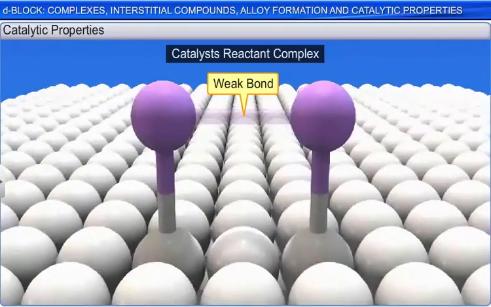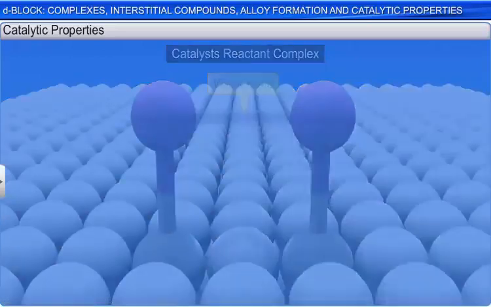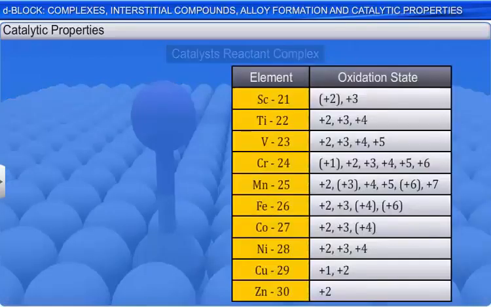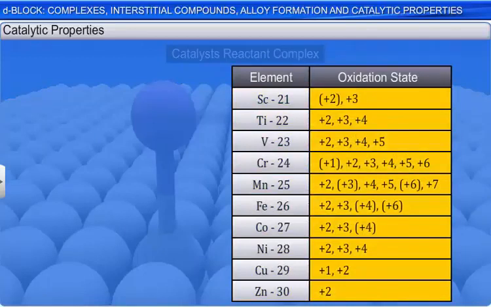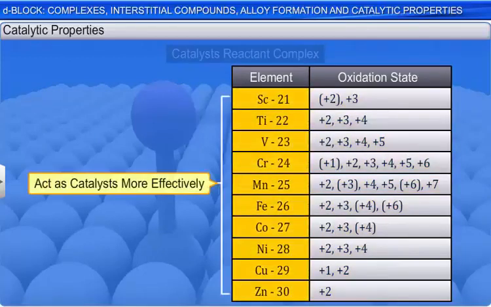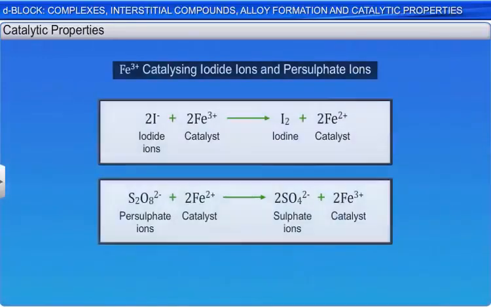Since the transition metal ions can change their oxidation states, they act as catalysts more effectively. For example, iron(III) catalyzes the reaction between iodide and persulfate ions by changing its oxidation state. It first gets reduced to Fe2+ by oxidizing iodide ions, and then gets oxidized to Fe3+ by reducing persulfate ions.